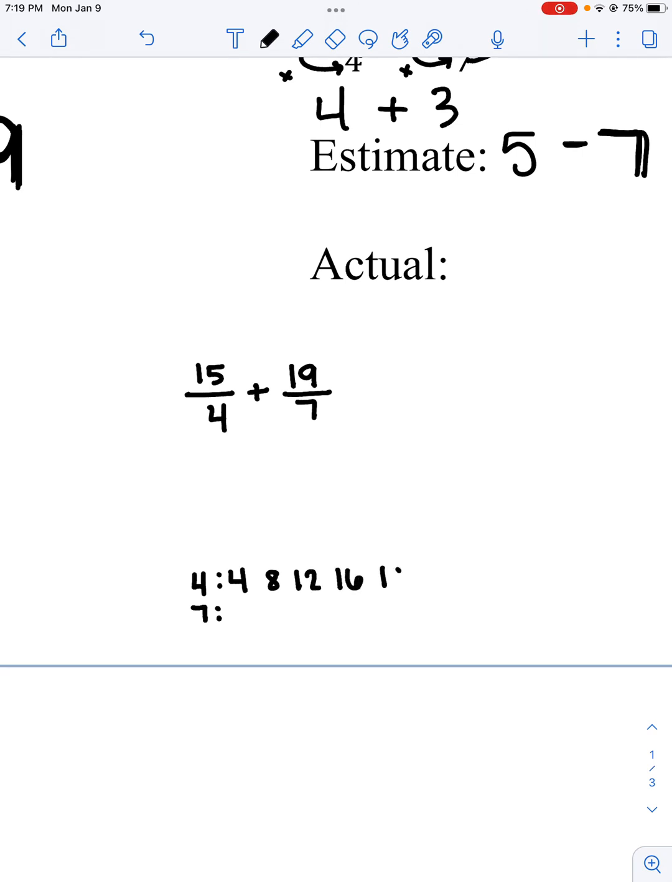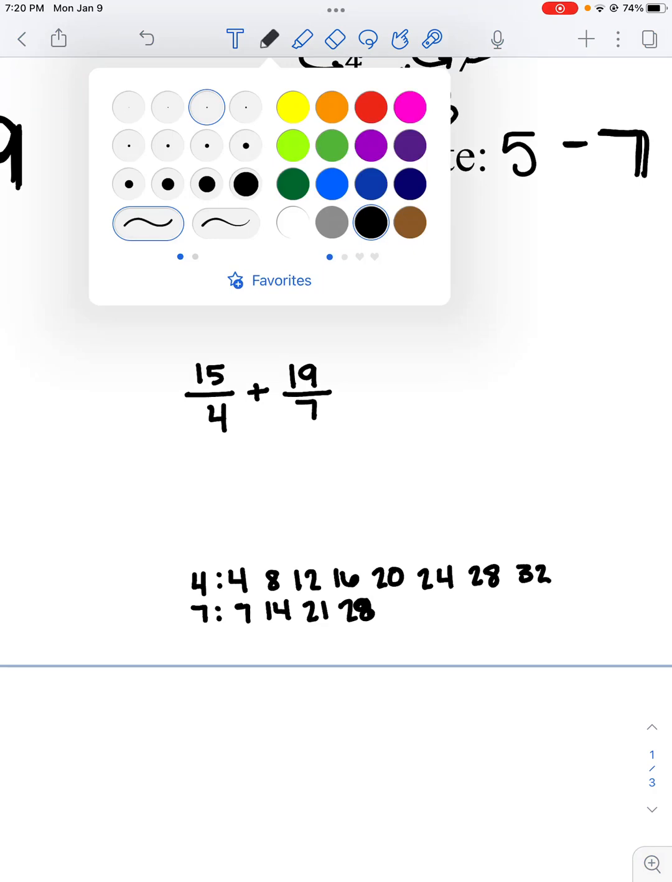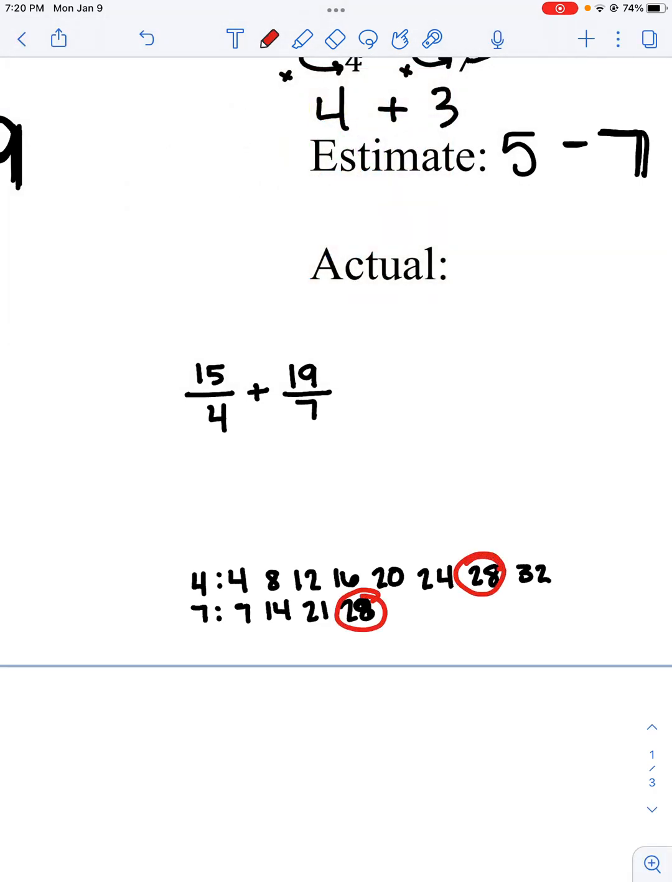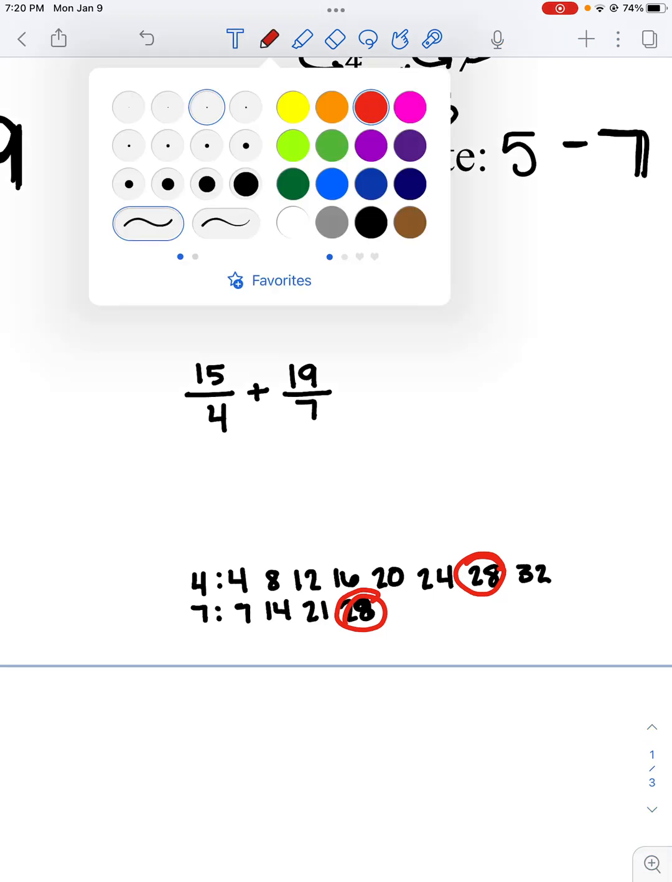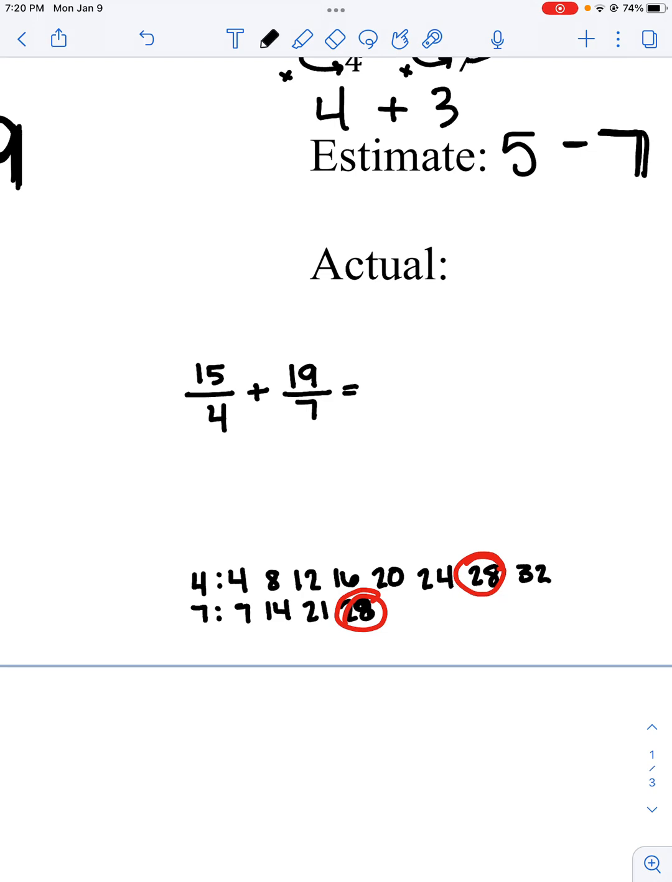I have 4, 8, 12, 16, 18, 24. That's wrong. Sorry. I started counting by 2 somewhere in there. 4, 8, 12, 16, 20, 24, 28, 32. I'm going to count by 7s underneath. 7, 14, 21, 28, sorry, not 27. I'm going to realize that 28 and 28 are my numbers in common. So my common denominator is going to be 28.